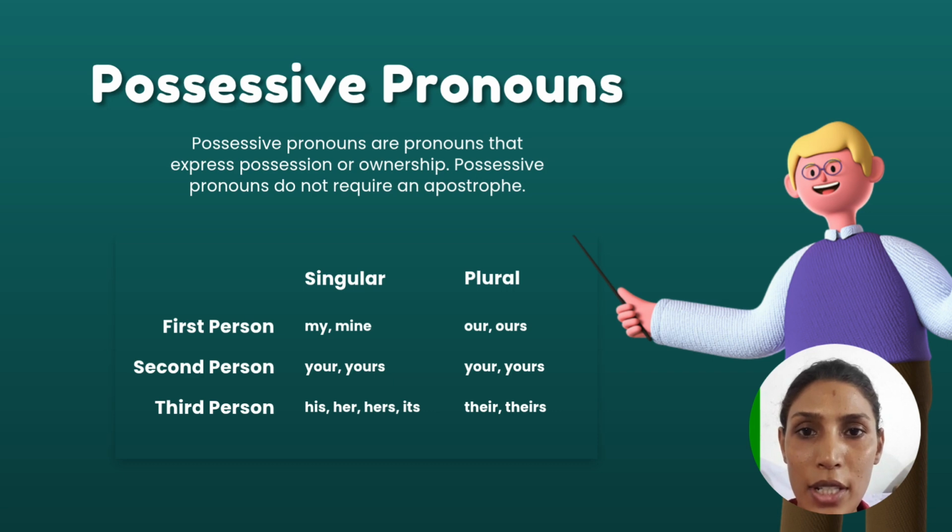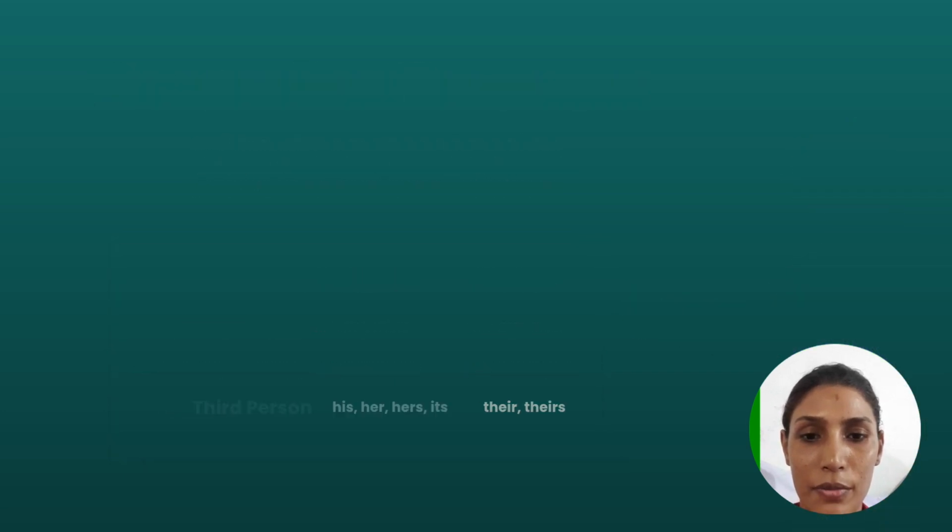So here I am going to discuss possessive pronouns. Possessive pronouns are pronouns that express possession or ownership. Possessive pronouns do not require an apostrophe. First person, second person, and third person. First person singular is my and mine. Second person is your and yours. Third person is his, her, hers, its. And for the plural: our, ours, your, yours, their, theirs.